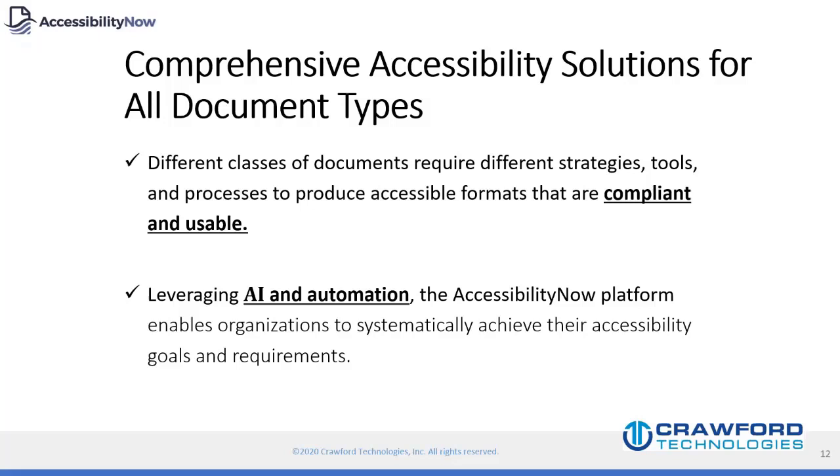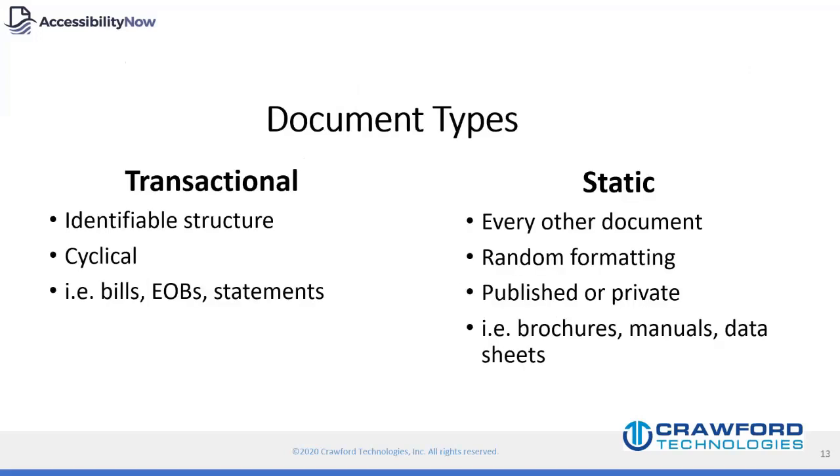Now, there are two main types of documents. One is called transactional and the other one is called static. And depending on the type, there are different workflows or processes that can be set up to transform these documents into an accessible format. There are ways of setting up automation for both types of documents, but they are approached differently. Now, what is the difference between a transactional and a static document?